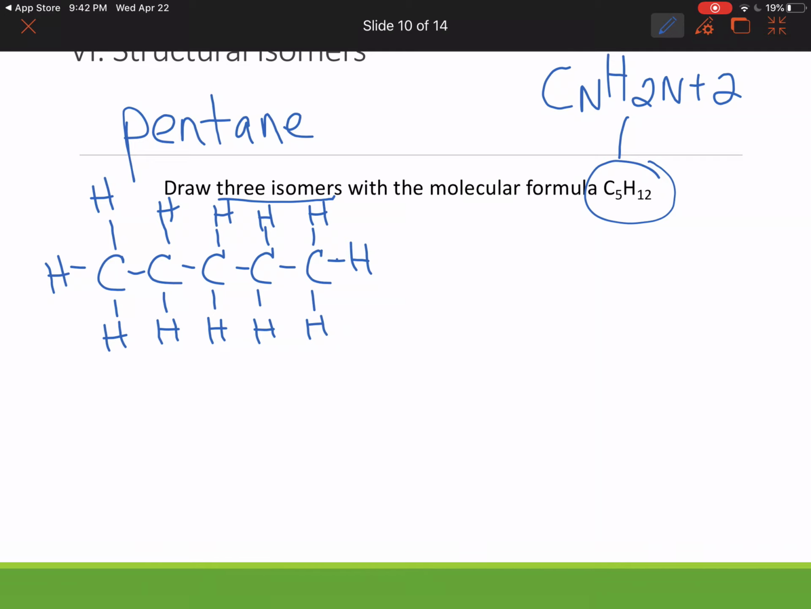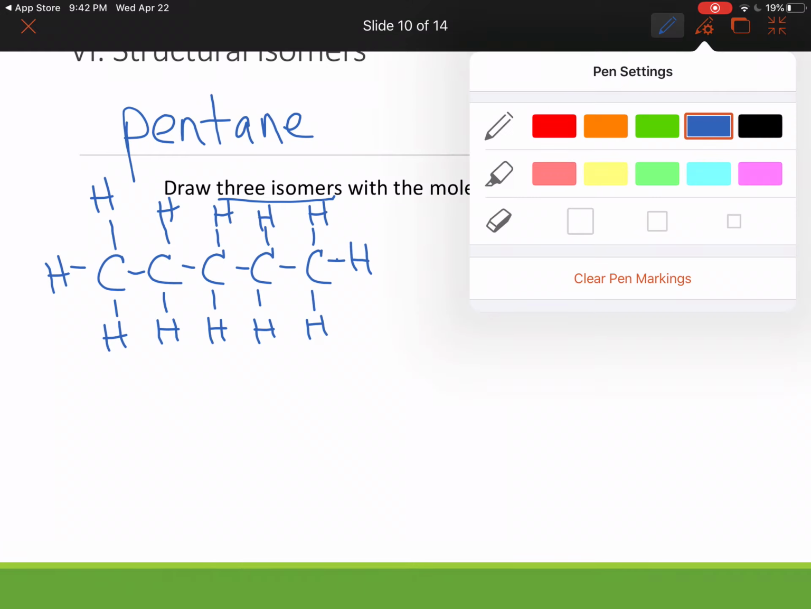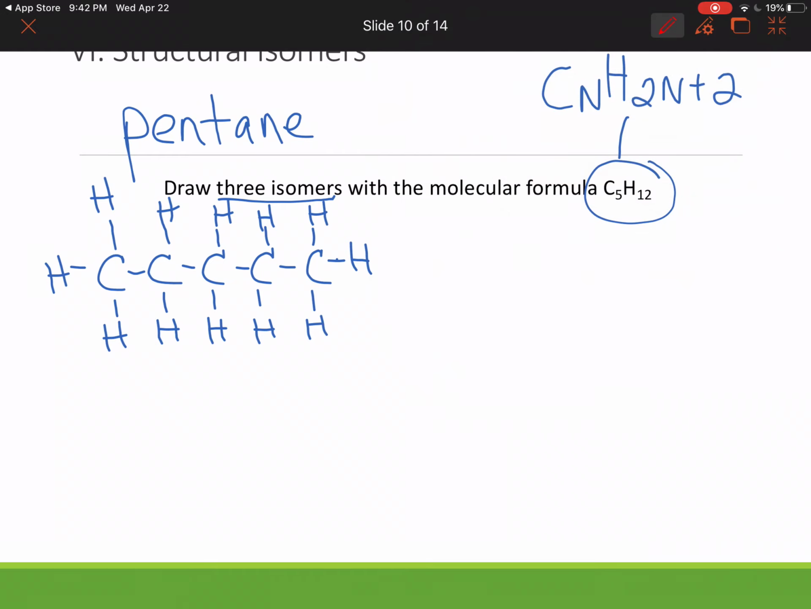In order to create isomers, we have to actually pop off one of these carbons at the end, and we have to place it somewhere else. We're not allowed to lose hydrogens or carbons. We have to just place what we have in a different order. It's kind of like playing with Legos and you take them apart and you build something new, but you have to use everything. Okay, so I'm going to show you a couple of things that I know kids get wrong, and I want to make sure that you don't do this.